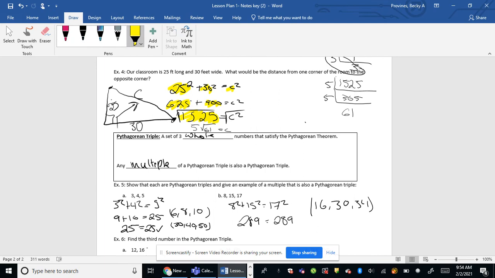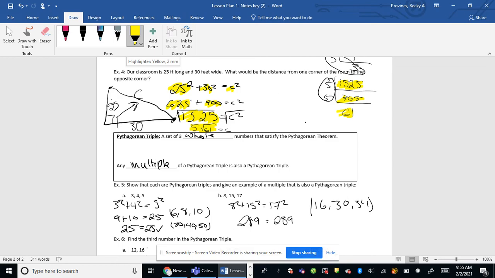So over here we did that. 1,525 is divisible by 5 305 times, which is divisible by 5 61 times. 61 is going to be a prime number in this situation. So we have a group of 5s, so that'll form a perfect square. And then we are left on the outside with 5 root 61 equals c.